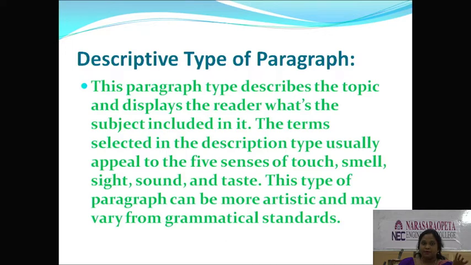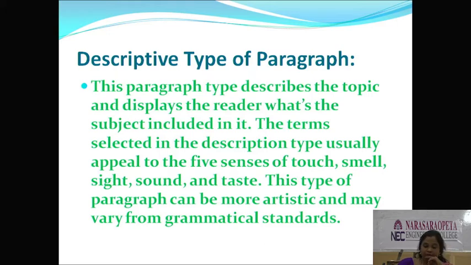So when you describe a bird, you describe its wings, you describe how well the bird is chirping, you describe the beautiful feathers of the bird, you describe its beak. So you describe all the physical components that are visible to your eye and you start describing. Those are nothing but the five senses: touch, smell, sight, sound and taste. So always remember, the first type of paragraph is a descriptive paragraph, and not all paragraphs are descriptive.